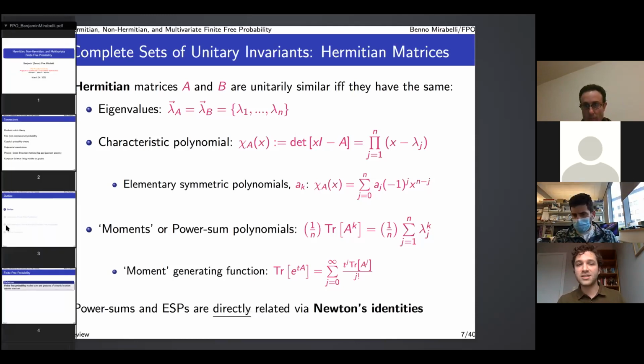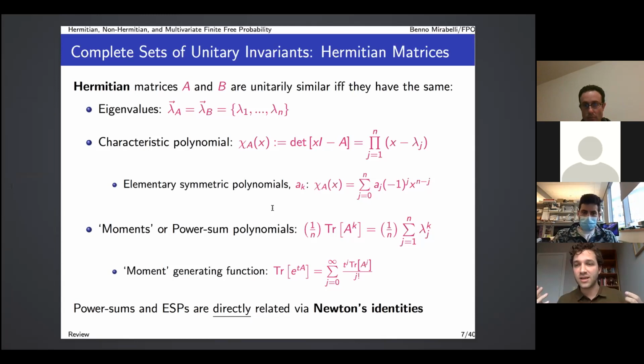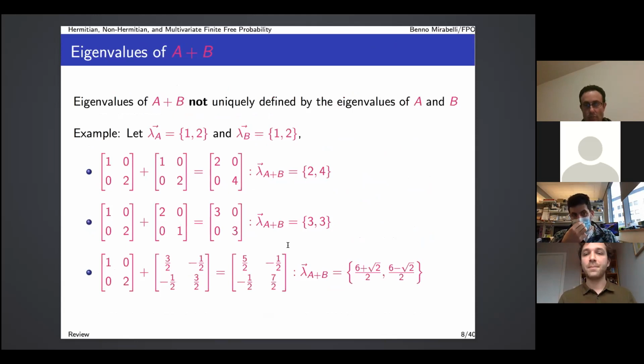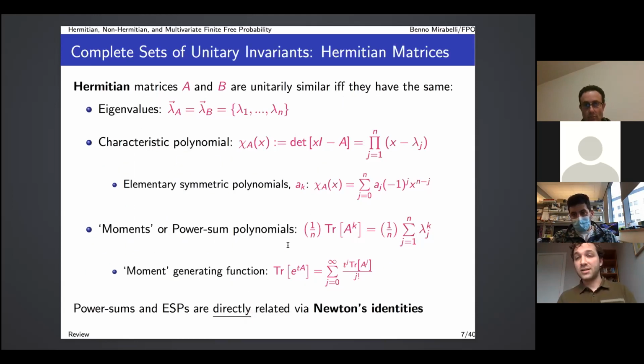And one nice property is that you can go back and forth between these two ways of thinking using something called Newton's identities, which give you a direct way of going back and forth from the coefficients of the characteristic polynomial to the coefficients of the moment generating function. And you don't actually need to find the roots of that underlying polynomial or the underlying distribution given those moments. You can just go straight from the moments to the elementary symmetric polynomials using Newton's identities. So these are all ways to characterize the unitary invariance of a single matrix.